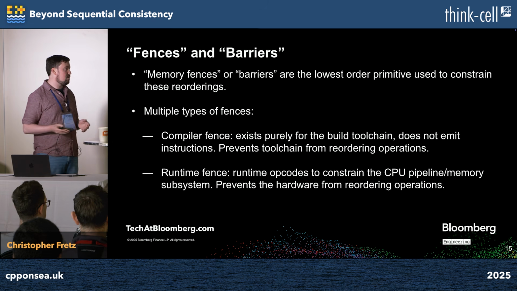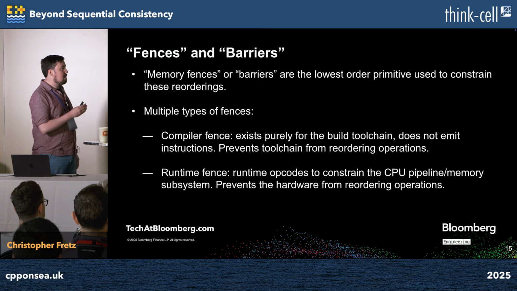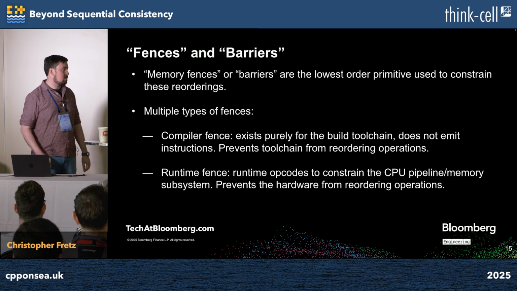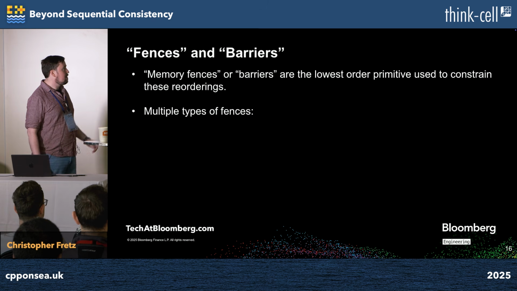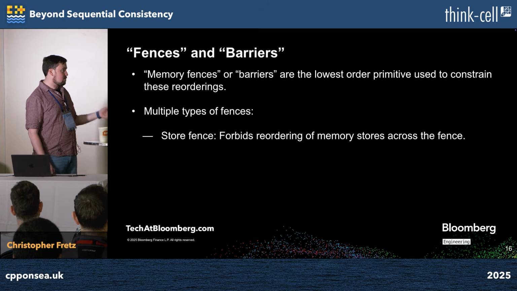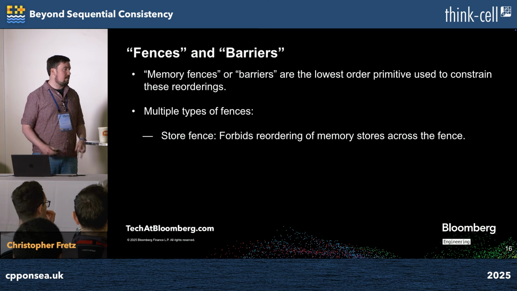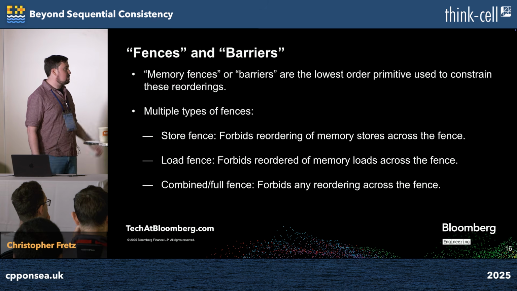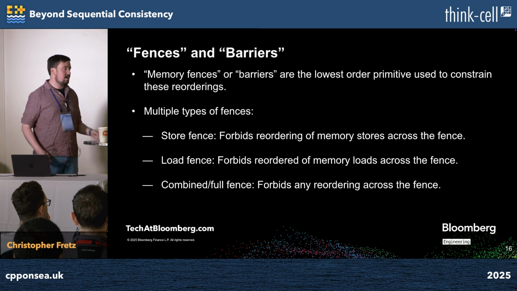CPUs have different opcodes that they actually respect that constrain the CPU pipeline and memory subsystem to ensure that you can enforce ordering at runtime, so that loads and stores can't get reordered across a specific barrier. There's also multiple types of fences within those categories. There's a store fence, which forbids reordering of memory stores across the fence. There's a load fence, which does the same for loads. And then you can have a combined or full fence, which forbids any reordering across the fence. And you can do this either at compile time or runtime.